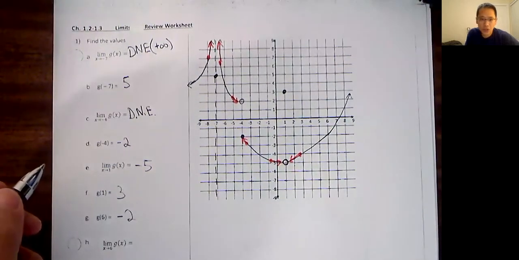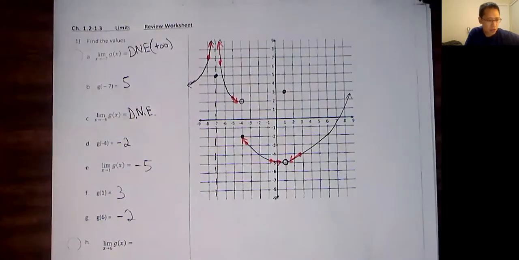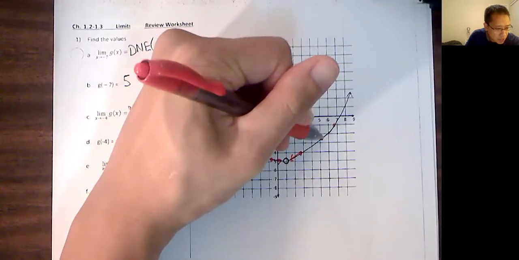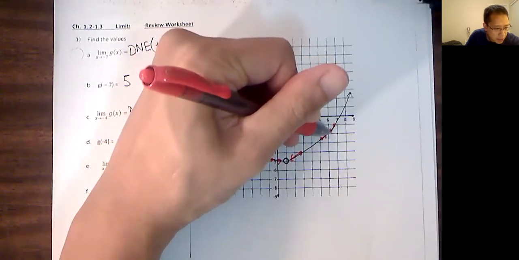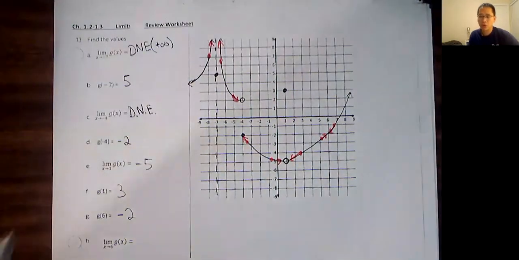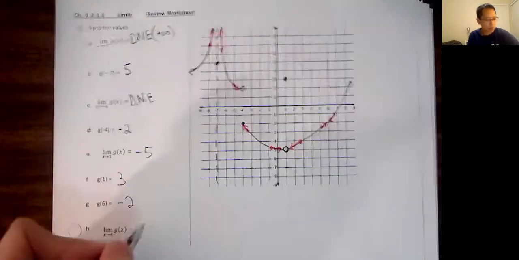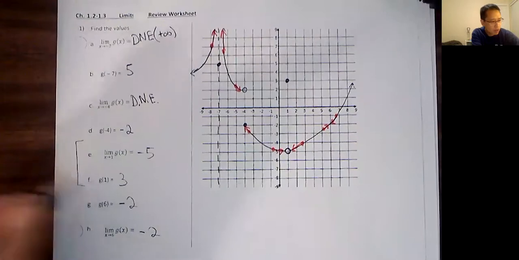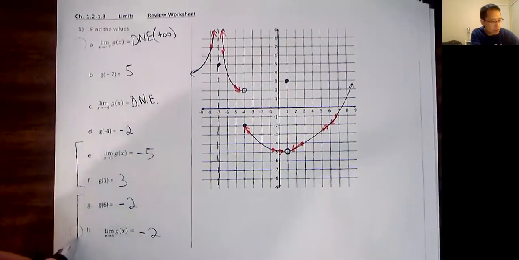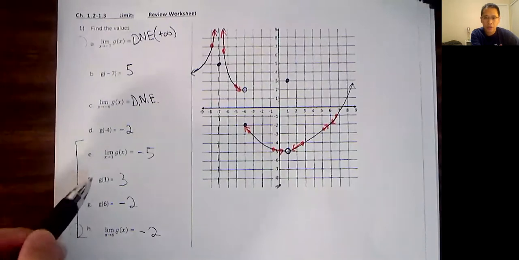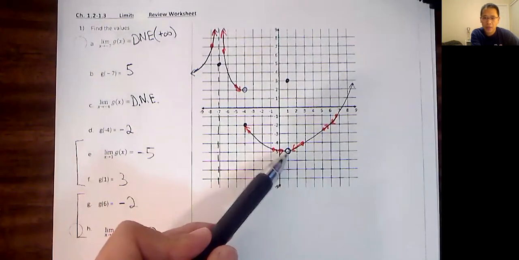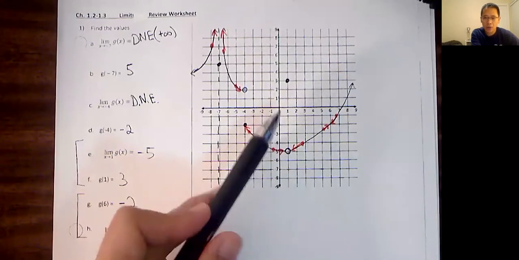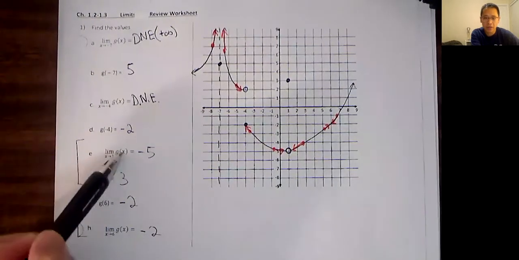Limit as x approaches positive 6. So I'll pick a point to the left of 6. I'll pick a point to the right of 6. I'll move towards 6. And we see that they're both moving towards a y value of -2. So look at the distinction here. E and F, and then look at G and H. So E and F, we see that there's a hole in the graph. If there's a break in the graph, we know that your limit and ordered pair are not going to give you the same value. And we see that here.